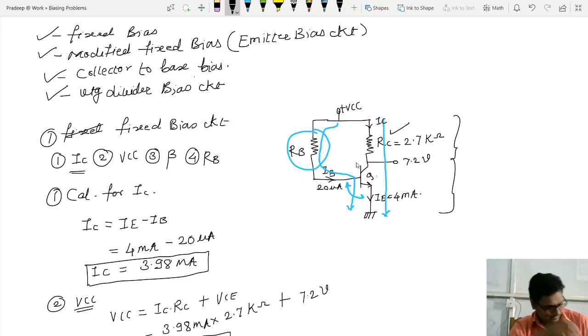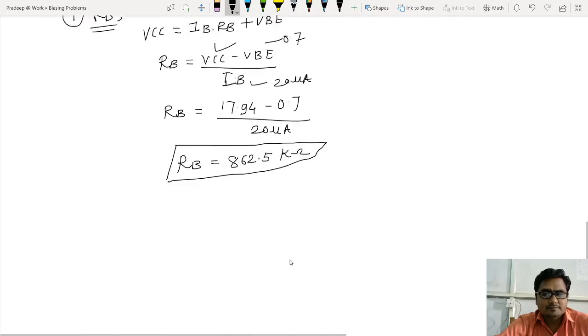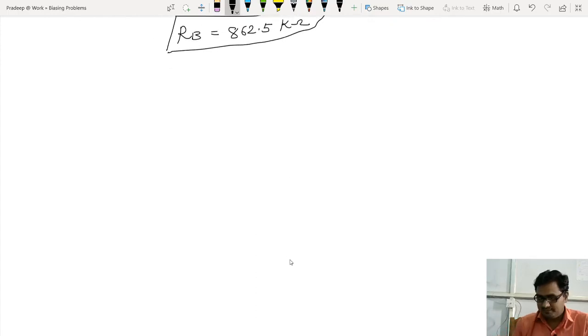Okay, let us again solve one numerical related to the emitter bias circuit. Okay, let us have it. Let me write here: emitter bias circuit. Numericals on emitter bias circuit. That's what I'm going to solve now.